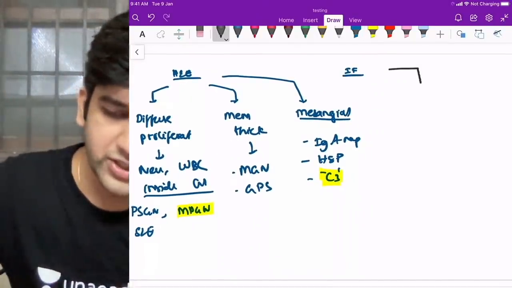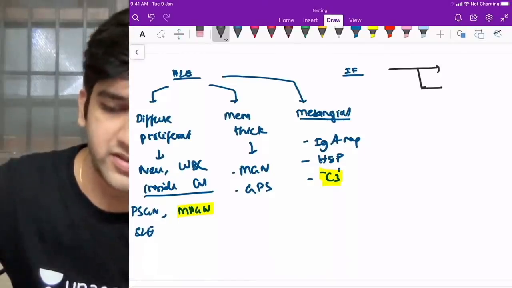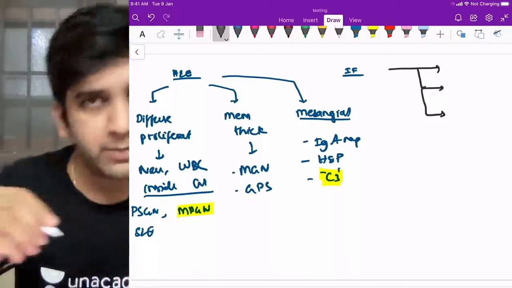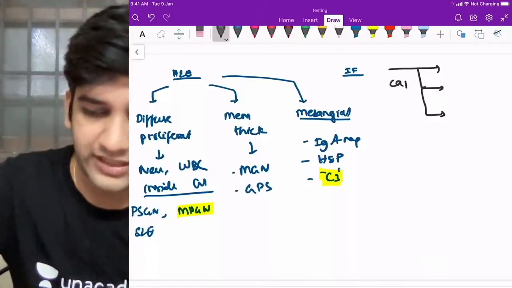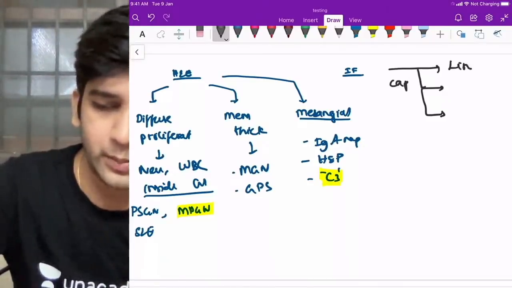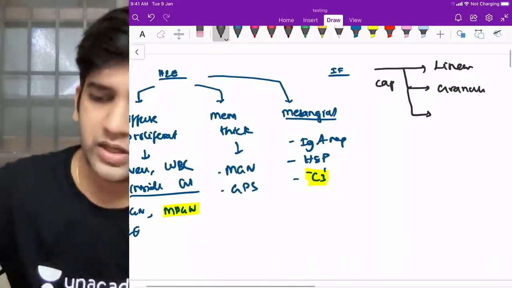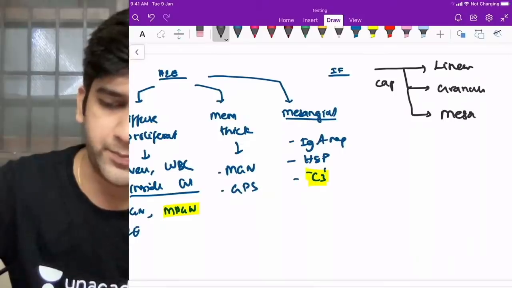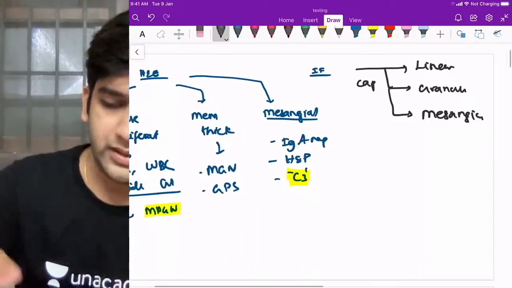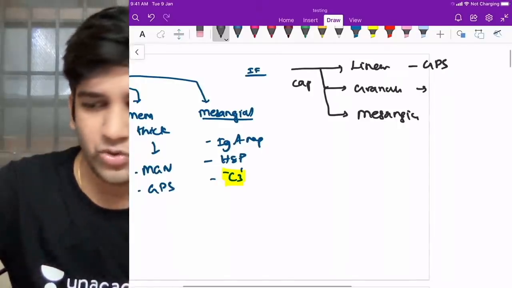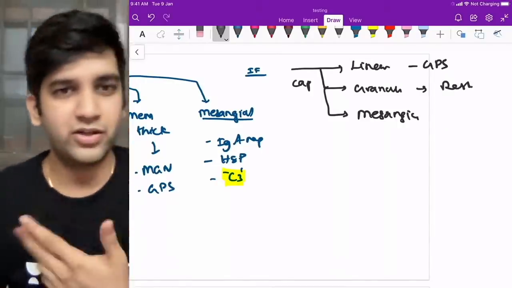And in immunofluorescence, it's very simple because I have only two appearances. One in the capillary, one in my mesangium. In capillary, again I have two possibilities. When I have in capillary, it's linear or granular. Okay, that's all. Or I'm going to have the positivity in the mesangium. You know what is happening in linear? Linear is going to be Goodpasture syndrome. Granular, you know, rest almost everything will be granular.